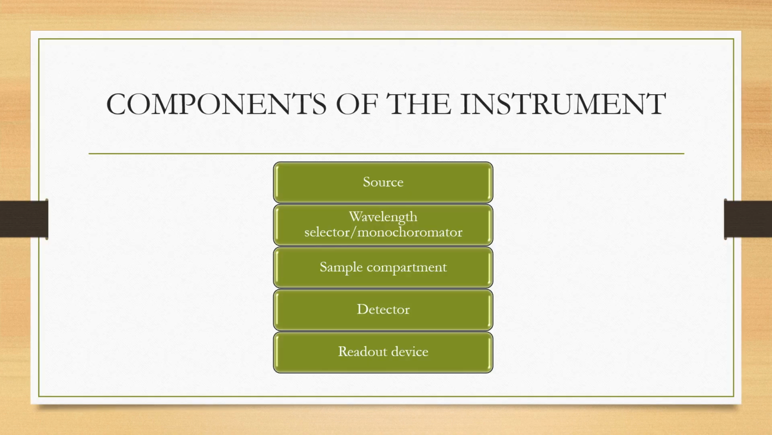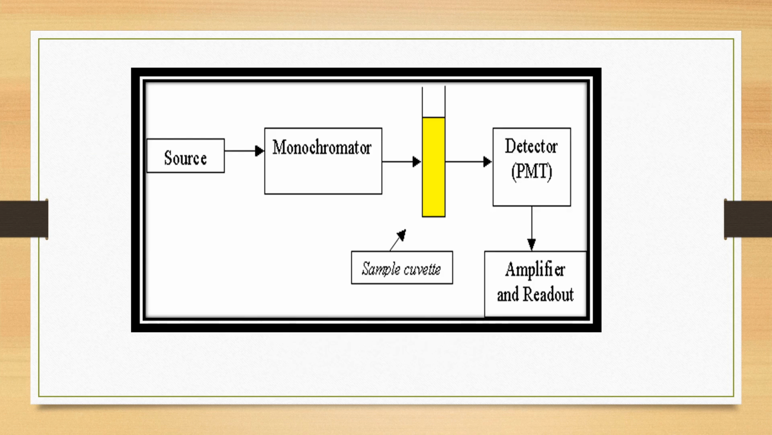Now I would like to discuss the components of the instrument: source, wavelength selector, monochromator, sample compartment, detector, readout device. On screen you can see the block diagram of the instrument: source, monochromator, sample cuvette, detector, amplifier and recorder. Light coming from the source is separated into narrow bands of wavelength by a monochromator, passed through a sample, measured by a detector and then read out by the recorder. Later I will discuss the components of the instrument in more detail.